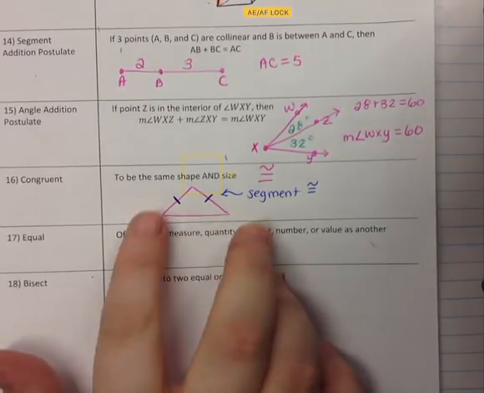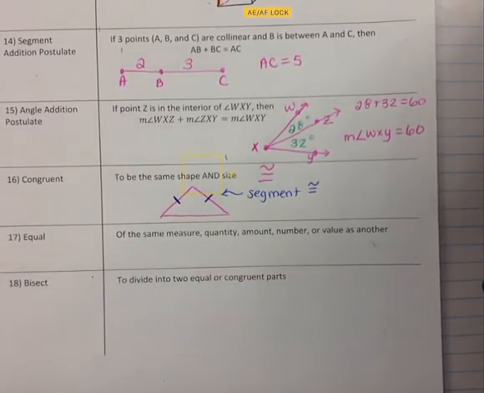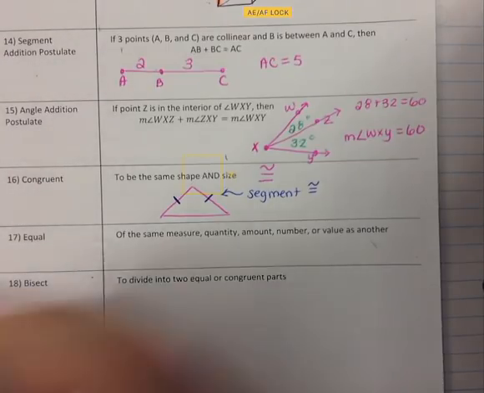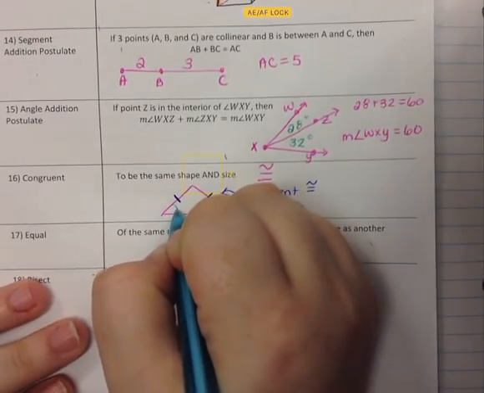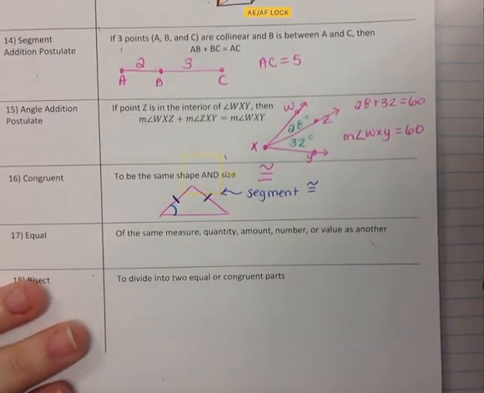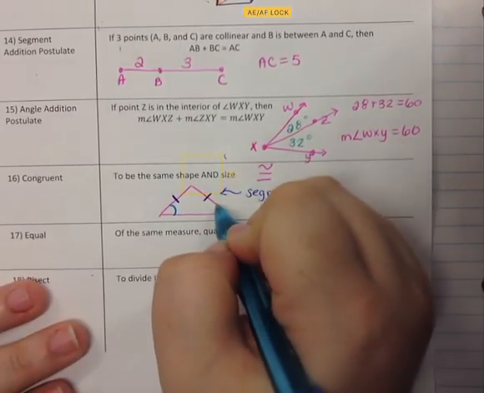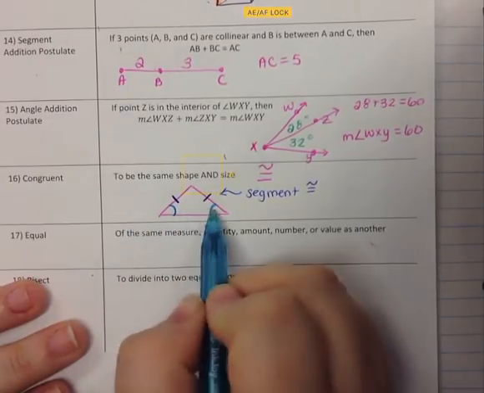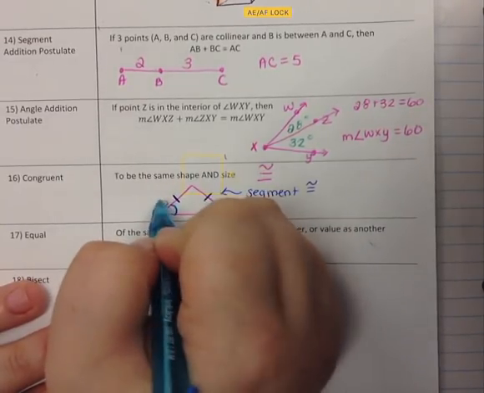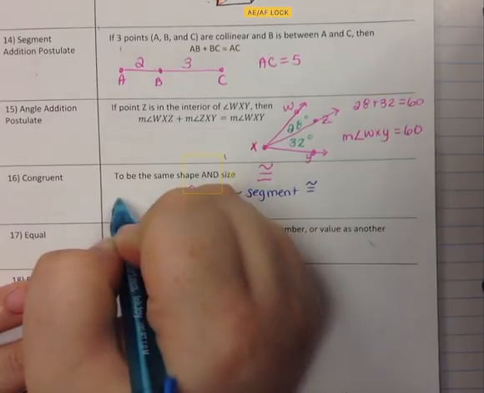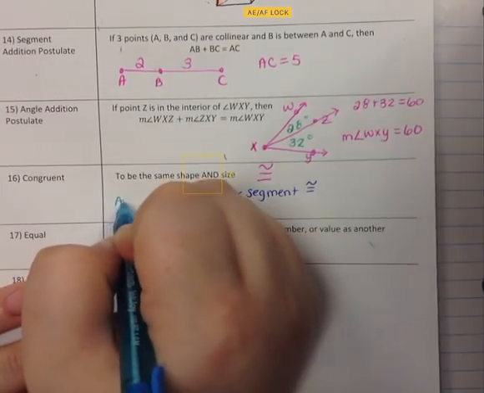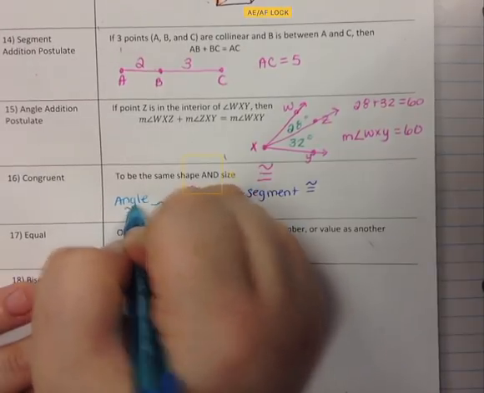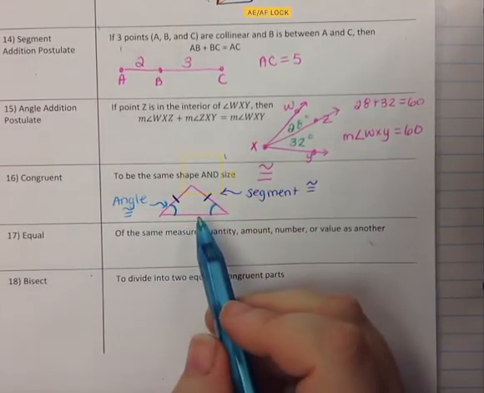To show that the angles are congruent, instead of just putting the amount inside of it, we use arcs. So we can say the same thing if I have one arc on this angle and I have one arc on this angle. That means that I have the same amount of arcs on both angles. These angles are congruent. That's what that represents. The angles are congruent. We use the arcs for the angles.